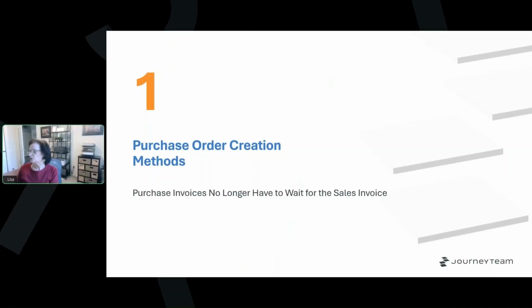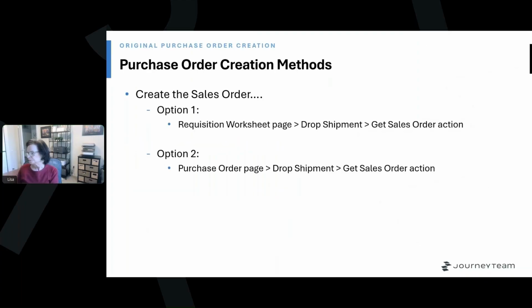First, we're going to talk about purchase order creation methods. So originally, purchase orders were created either through the requisition worksheet using the drop shipment and get sales order action, or by manually creating a purchase order and then using get sales order. New options are now available in this new streamlined process.